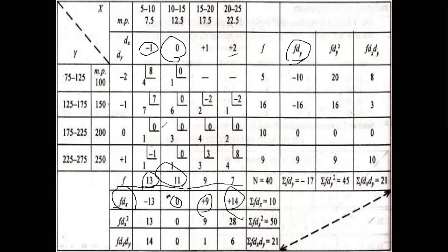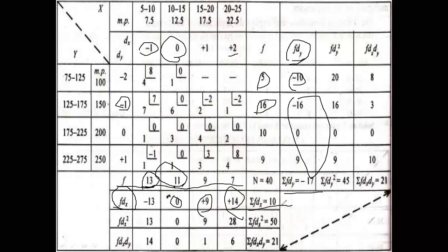In the same manner we do here also. The frequency is 5 and dy is minus 2, the value is minus 10. Minus 1 is the dy, frequency is 16, minus 16. In that manner we have calculated the value for f dy. These values we have calculated, and now do the summation with sigma. Sigma f dy will be minus 17 and sigma f dx will be 10. Summation of these values, that summation is 10.